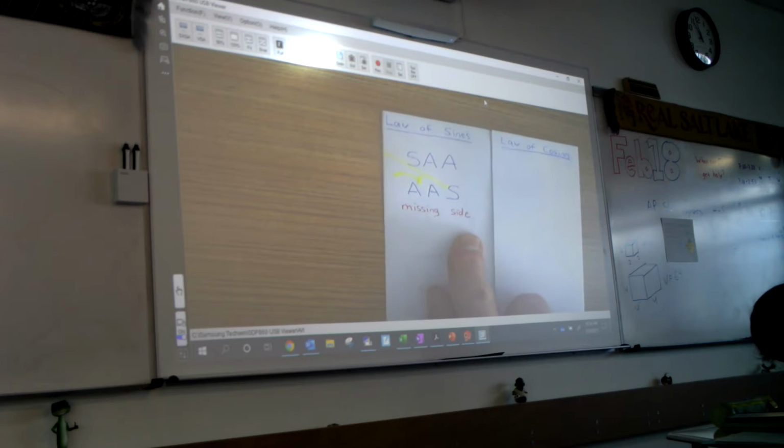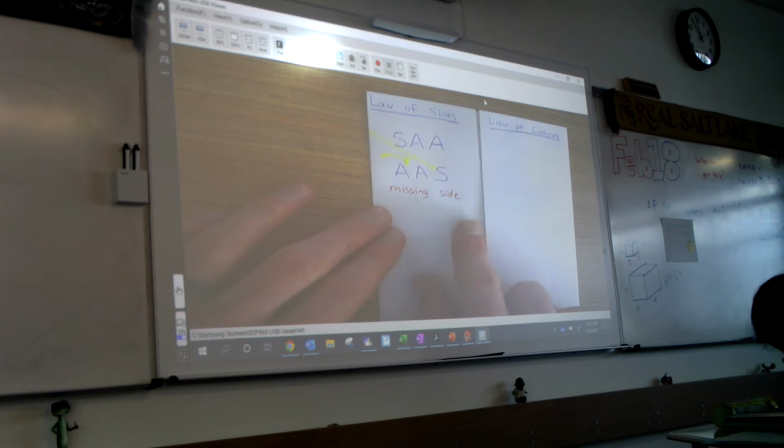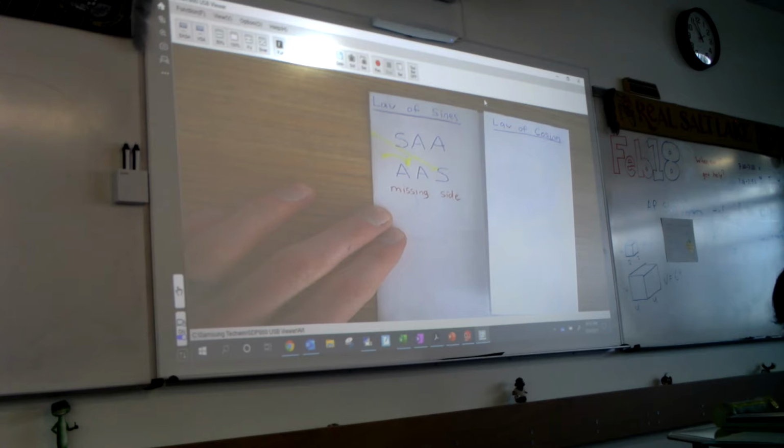Eleanor, what were you going to say? Technically, you can find the last angle because we're given two, so you can find that last angle by adding them and then subtracting that from the 180. That is true. If you're given two angles, you can find the third. And if you're solving a triangle, that's great.